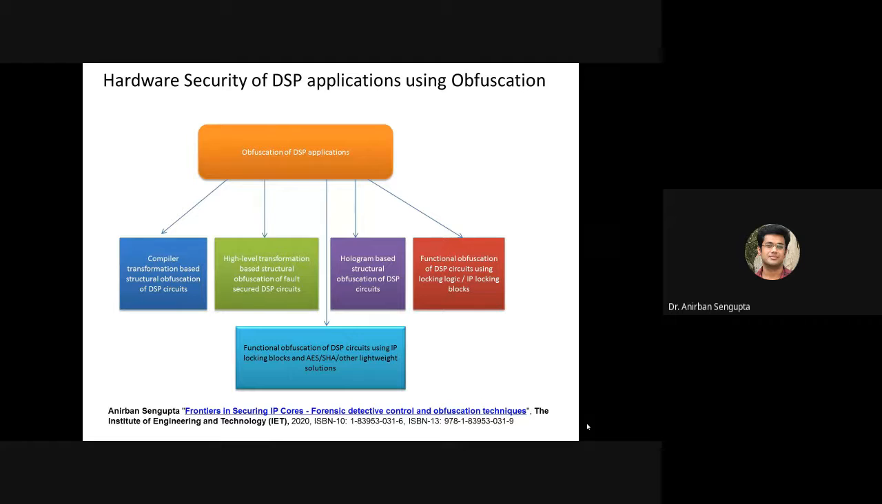So some of these obfuscation techniques that can hinder or thwart the reverse engineering process could be compiler transformation-based obfuscation, high-level transformation-based obfuscation, hologram-based structured obfuscation, as well as functional obfuscation, which is nothing but the encryption of the entire logic design or logic gate. These could be further secured if we augment the obfuscation with other security blocks or crypto blocks such as AES and SHA and other lightweight ciphers.